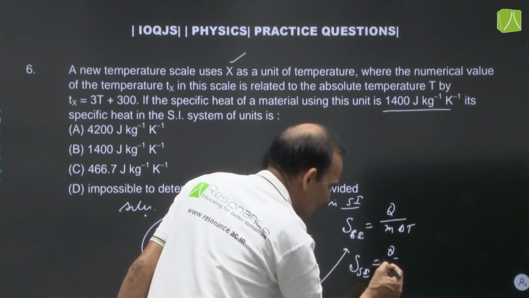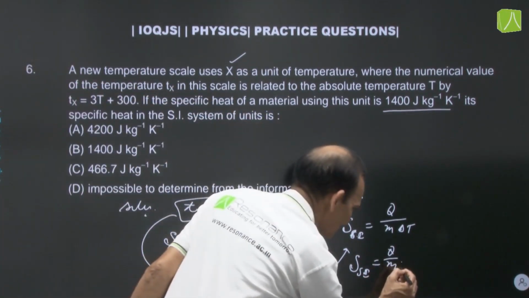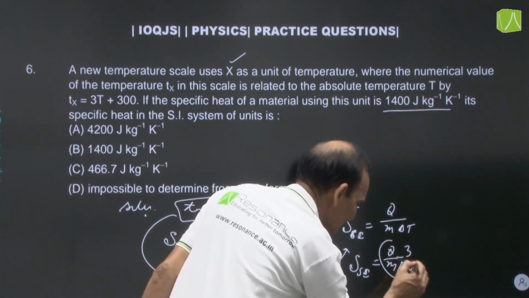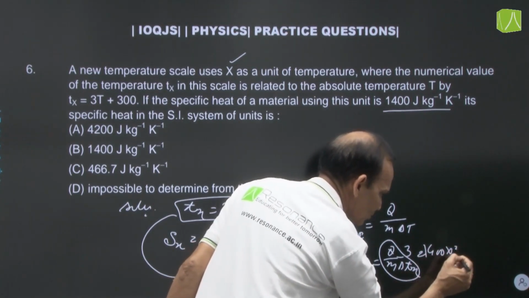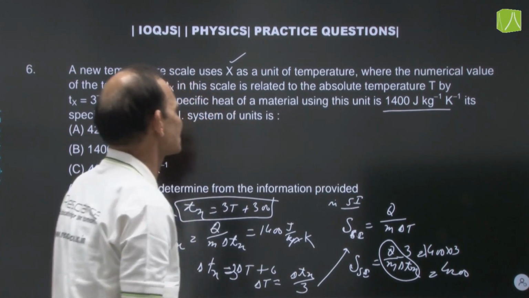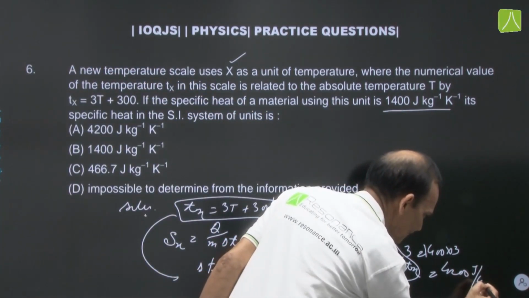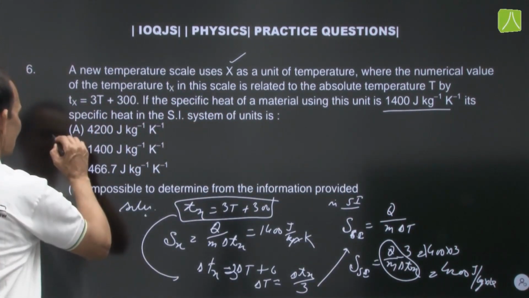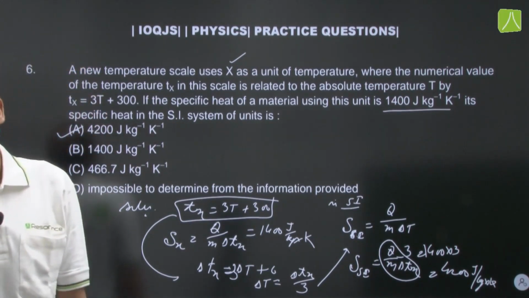On putting this value here, we can easily find specific heat in SI is equal to Q upon M, and the value of delta T is delta Tx divided by 3, which means multiplied by 3. It is given 1400 into 3, that is 4200 joule per kilogram Kelvin. That is the correct answer.